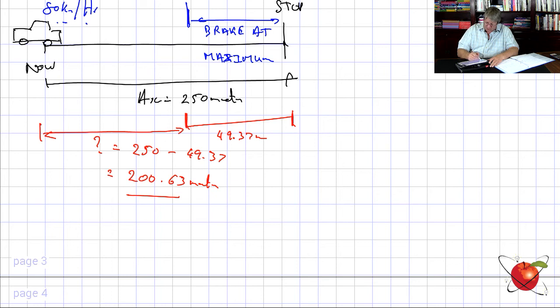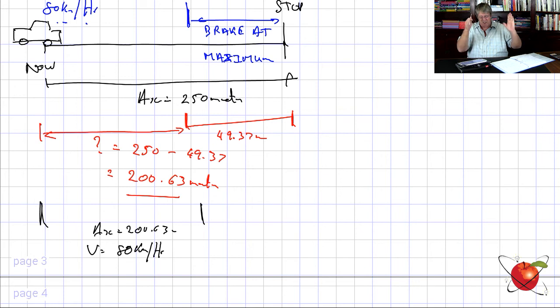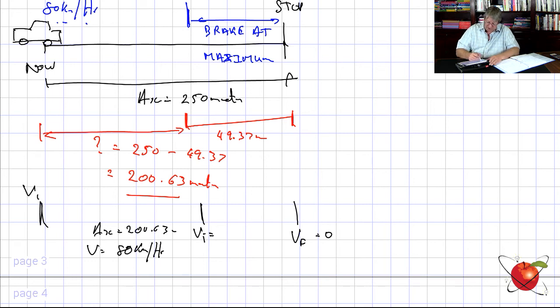So what have we got? We've got this piece of the time, delta x equal to 200.63 meters. Velocity here, 80 kilometers per hour. So it's traveling at the constant speed there. Then over here, my V initial and VF is going to be 0. V initial over here is not the 200, the 80. So the initial velocity there is 22.22, isn't it? And over here, the initial velocity is 22.22.